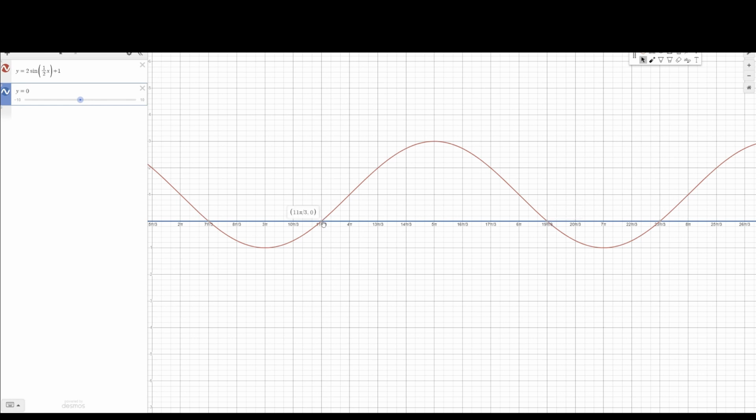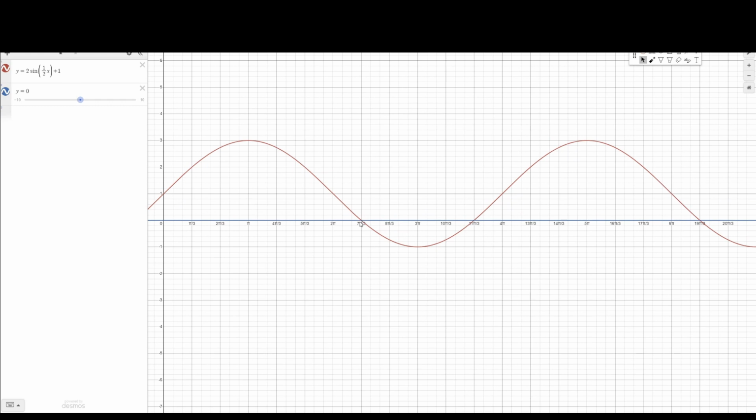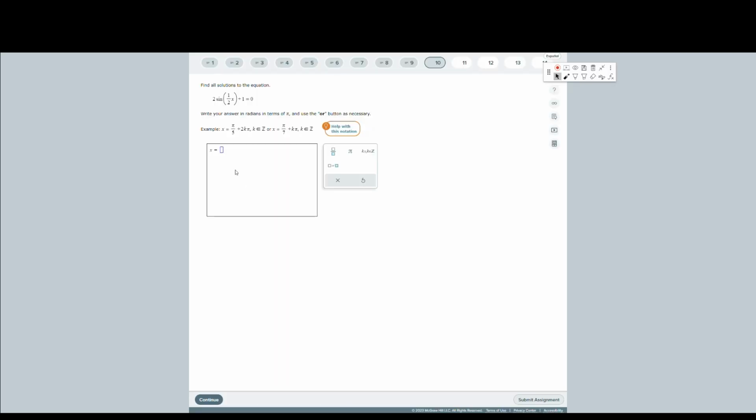And then 11 pi over 3 compared to 23 pi over 3 is 12 pi over 3, which is also 4 pi. So our equation is going to be 7 pi over 3 plus 4 pi, or 11 pi over 3 plus 4 pi. Remember, you don't have to put pi after it because it gives you the k variable, any whole integer, times pi. So that's 80 down.